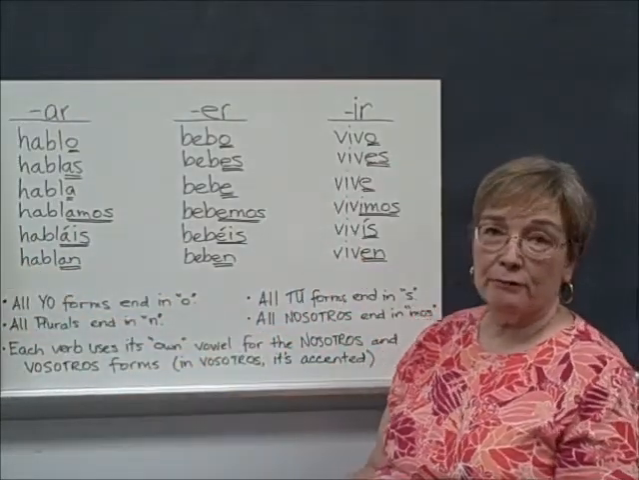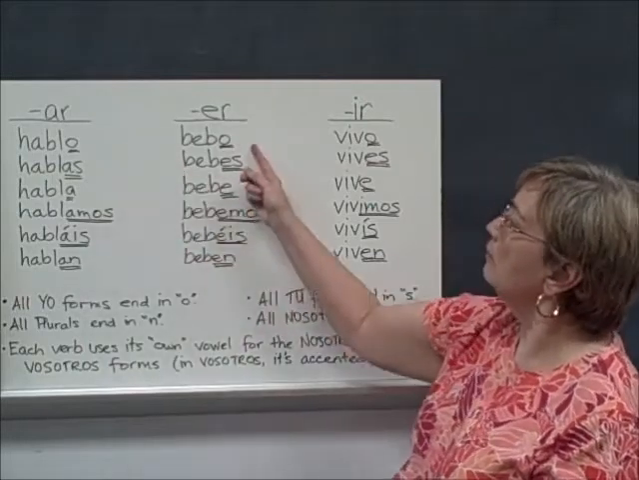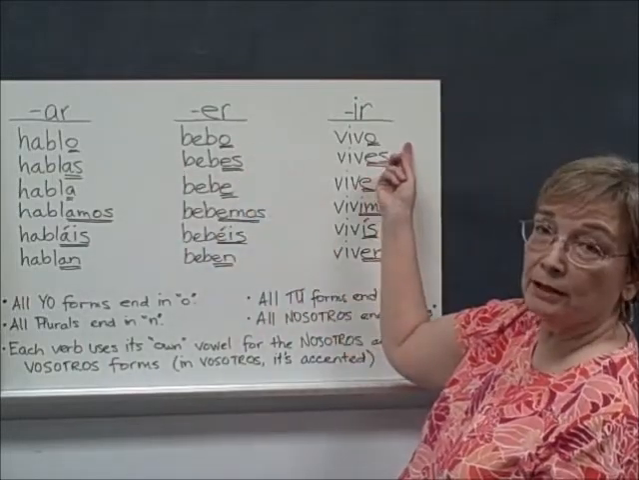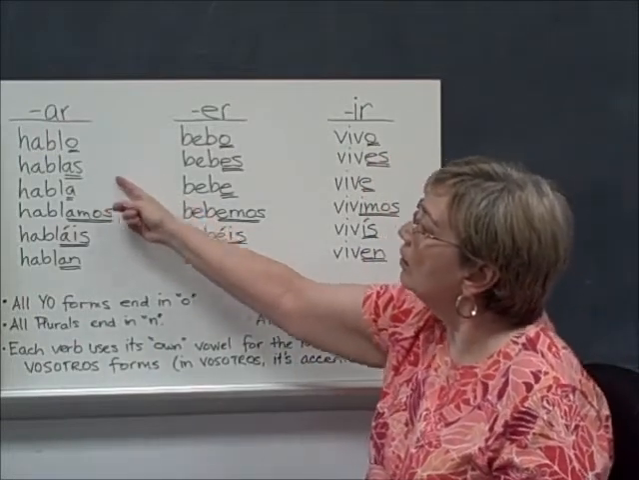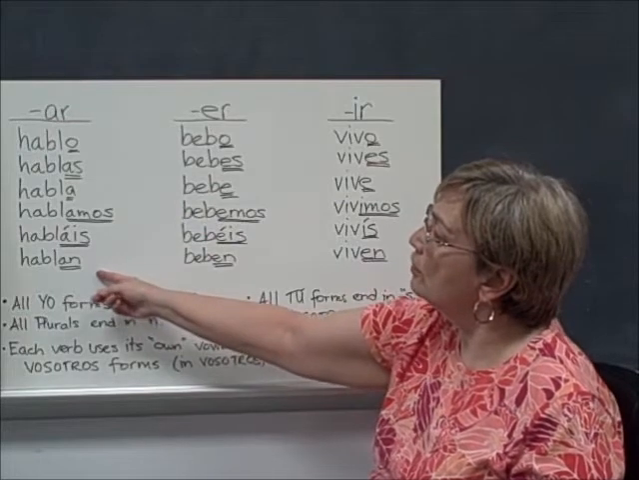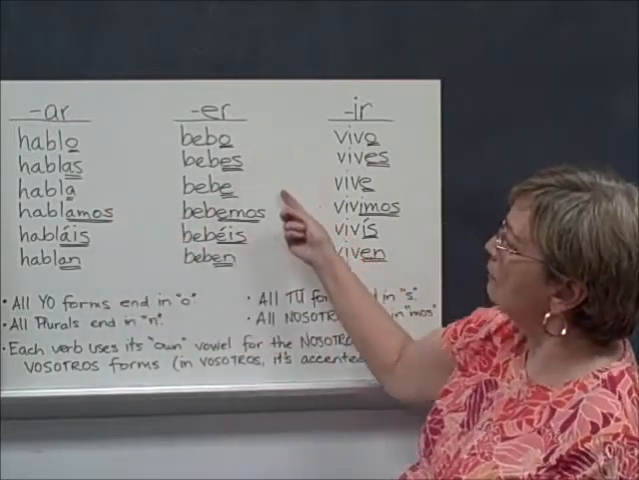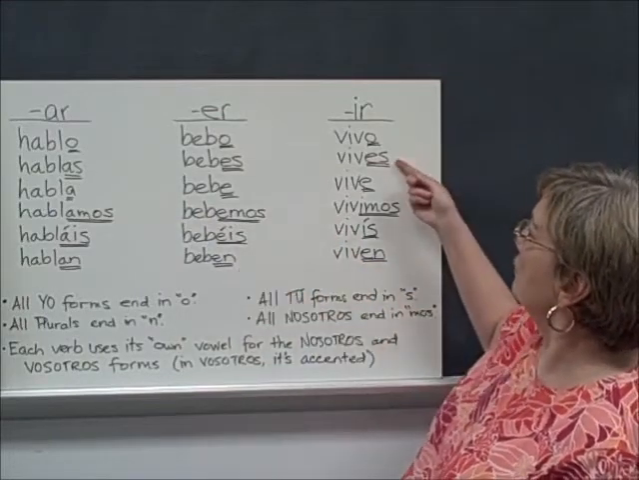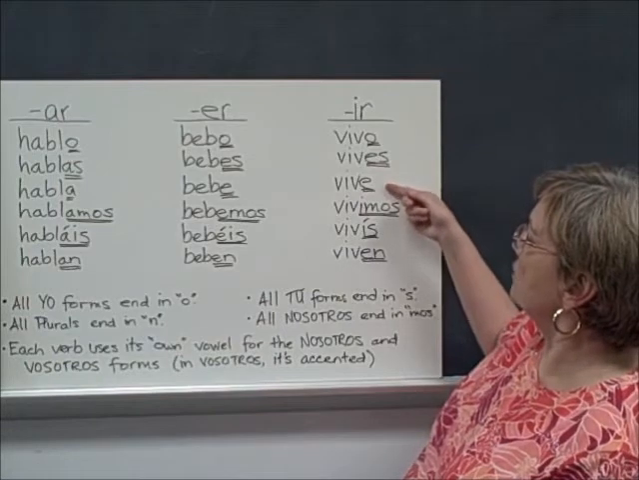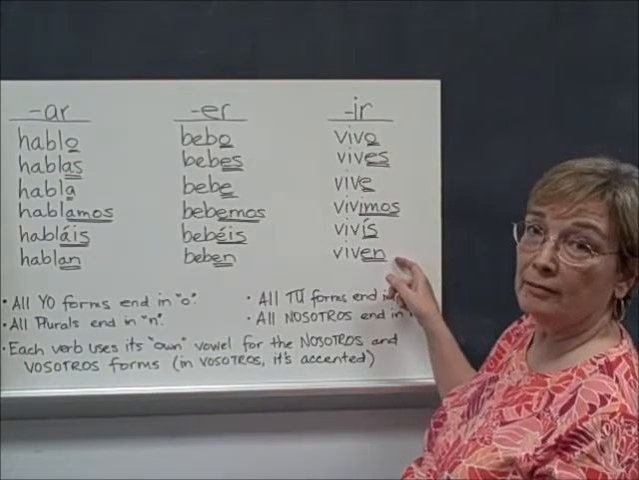Looking at all three of the verb endings together, we see that all the yo forms end in O. All of the AR verbs then have their endings begin with A. All of the ER verbs have their endings begin with E. And the tú, él, usted, and the plural forms of the IR verb also begin with E.